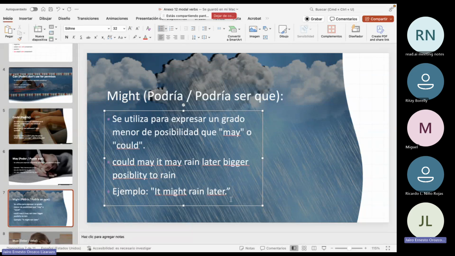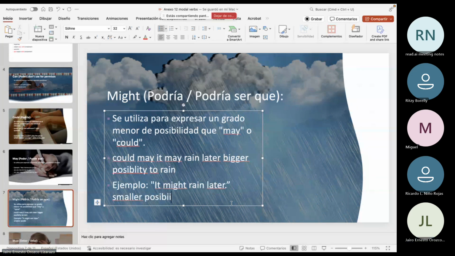So then we use might because it's a smaller possibility to rain. So that is the difference, right? In reality, you can use any of them and there is no difference at all. Okay? You can use any of them and there is no difference.